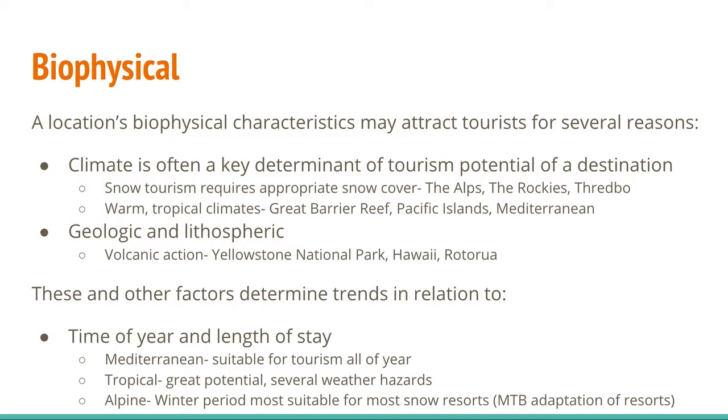Now, geologic and lithospheric, so some people might be attracted to a particular location, such as Yellowstone National Park, Hawaii, or Rotorua, for geologic or lithospheric characteristics. So this can determine the time of year. You don't want to travel to the Northern Territory, let's say the Kimberley region, or any of those equatorial places during the wet season, because it will not be all that enjoyable.